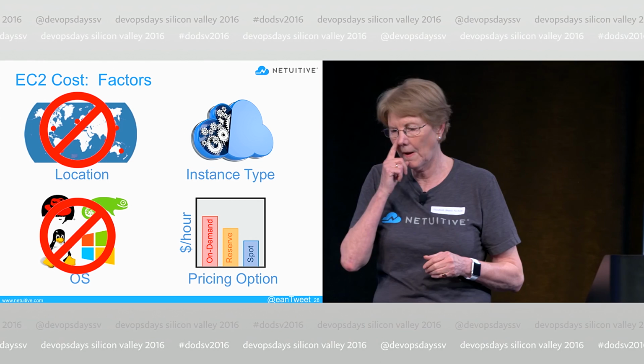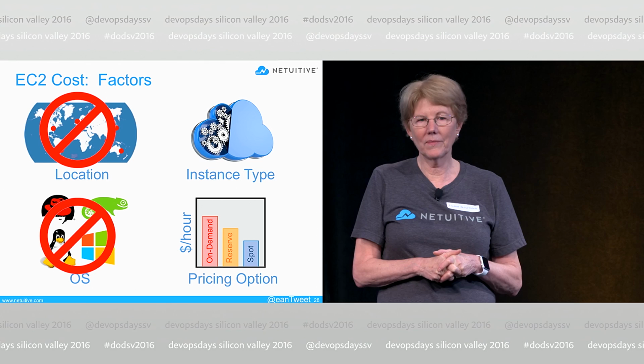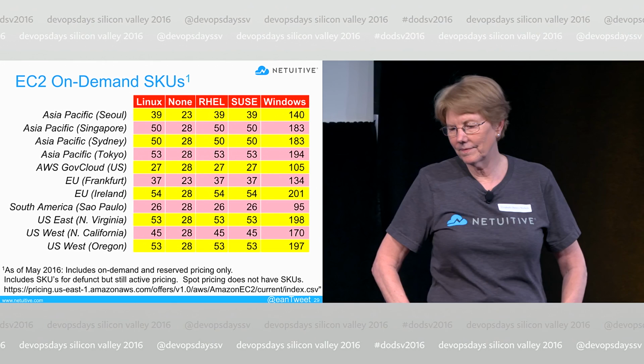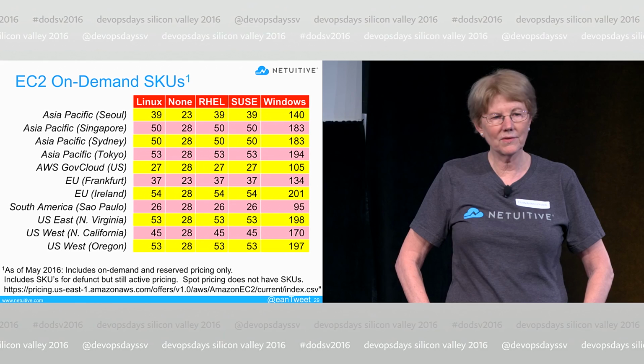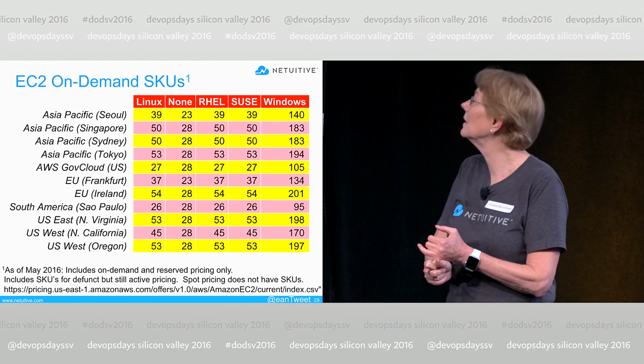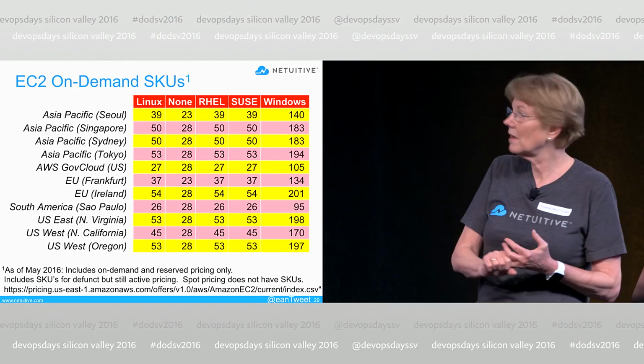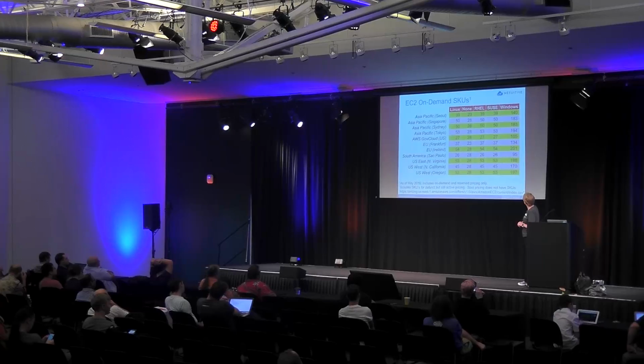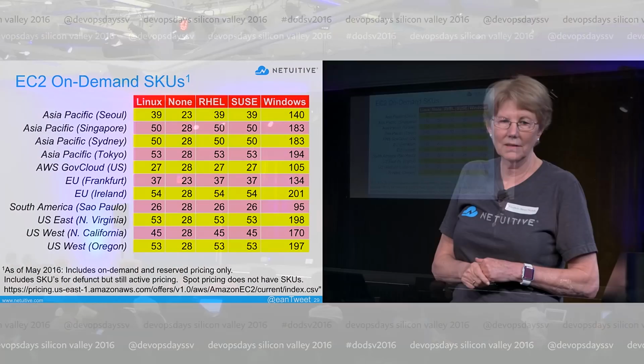Okay, how about the instance type? Well, that can be a huge influence on price. So let's take a look at this just briefly. I got all this data from AWS in late May. And as of late May, assuming that you've already decided on where you want to put your EC2s, and assuming you've already settled on the operating system you want to use, this is the number of options that you have to choose from. This is how many SKUs there are. There's 39 SKUs available for you to order in Seoul that use Linux. It's complicated. A lot of choices.